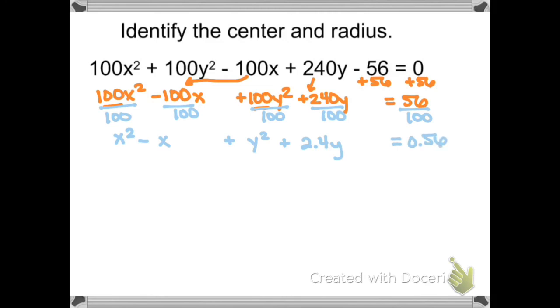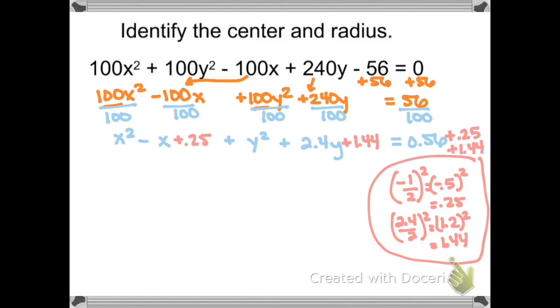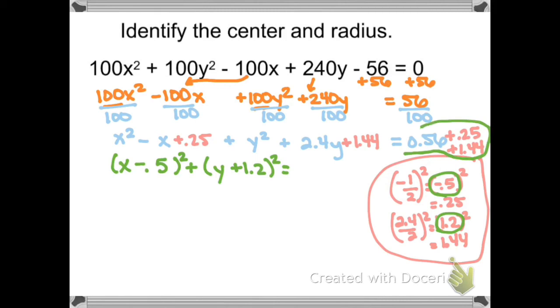Next up, we're going to complete the square. So if we take -1, divide by 2 and square it, I've done the work over here, we're going to add 0.25 and 1.44. And then to balance it, we will add 0.25 and 1.44 on the right. And then we're going to write this in factored form. So to write in factored form, remember that we're going to take this value in here, -0.5 on this one, and 1.2. And then on the right, we're just adding all of these together.